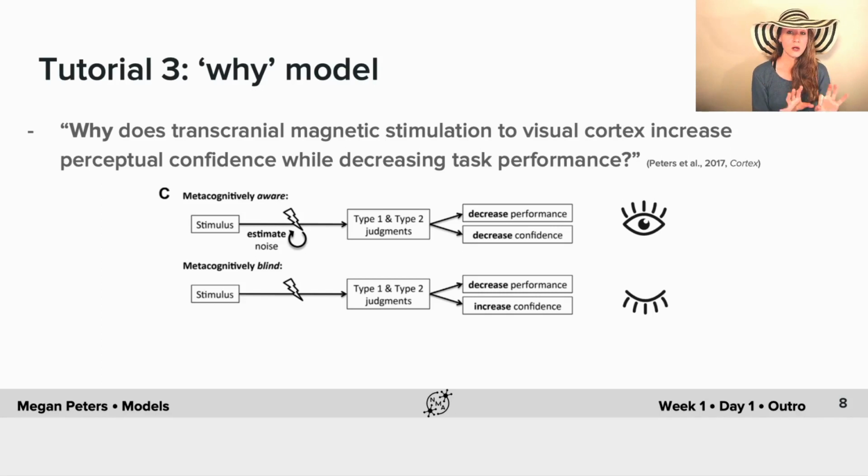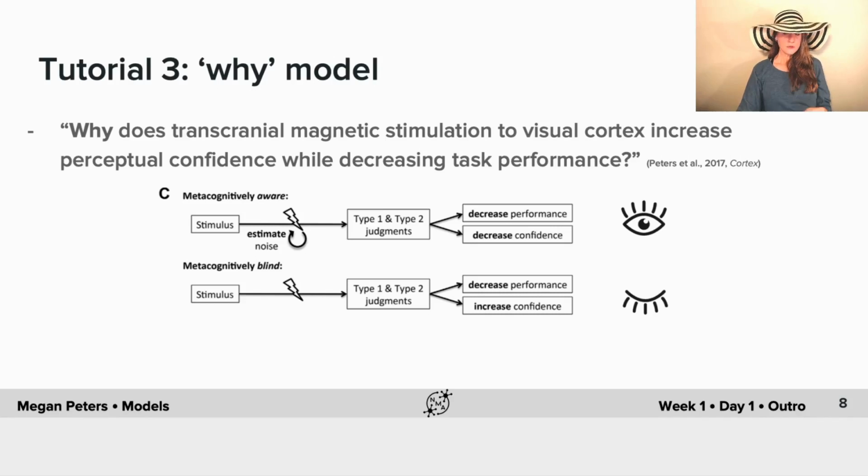So I don't want you to get bogged down in the details here. Again, the details are not the point. The point is we had this question, which is, why does TMS to visual cortex make you terrible at a task, but make you feel more confident? And here are two possible answers to that question. One that's allowed to estimate its own internal noise in its system, and another one that is not allowed to estimate its own internal noise in its system. And we wanted to see which one of these fit the human behavior better in our experiments. So we're going to also do this one in a little bit more detail tomorrow. So hold that thought, put a pin in it, and we'll come back to this tomorrow.